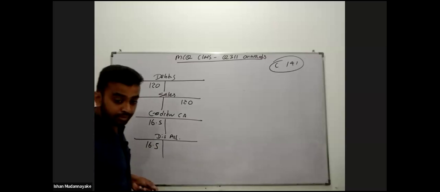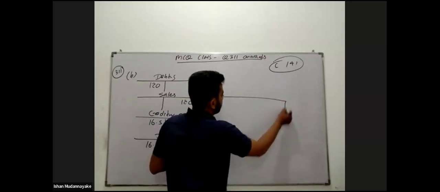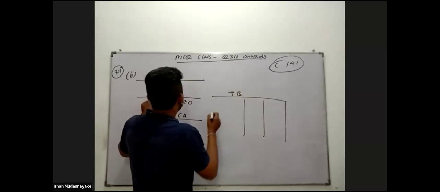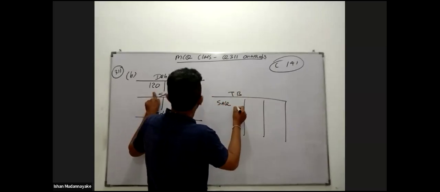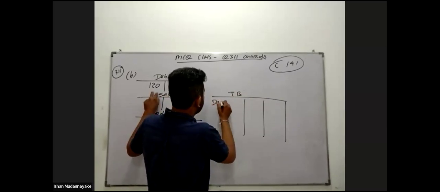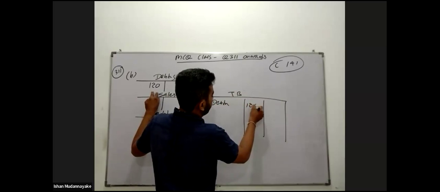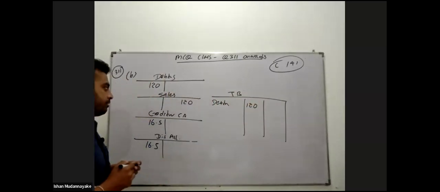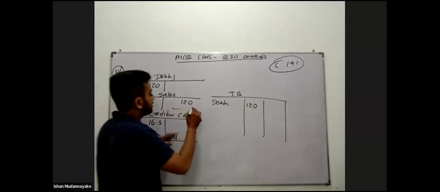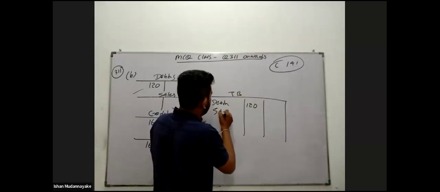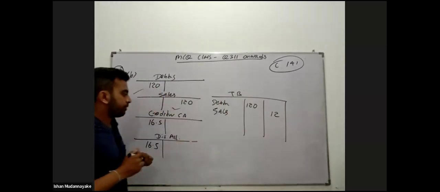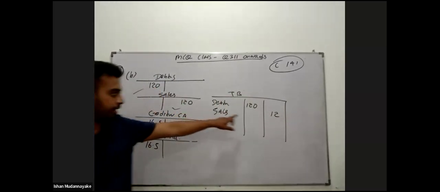But we'll prepare the trial balance. Now this is the trial balance. Debtors 120,000. Sales 120,000, they have recorded as 12,000. Sales 120,000 recorded as 12,000.